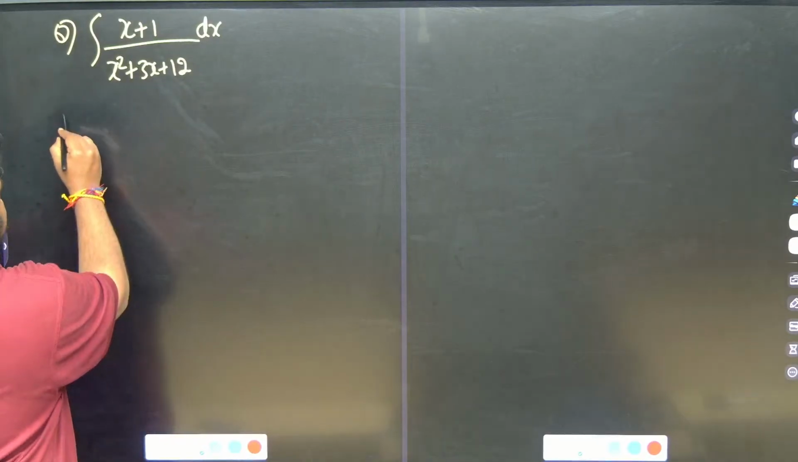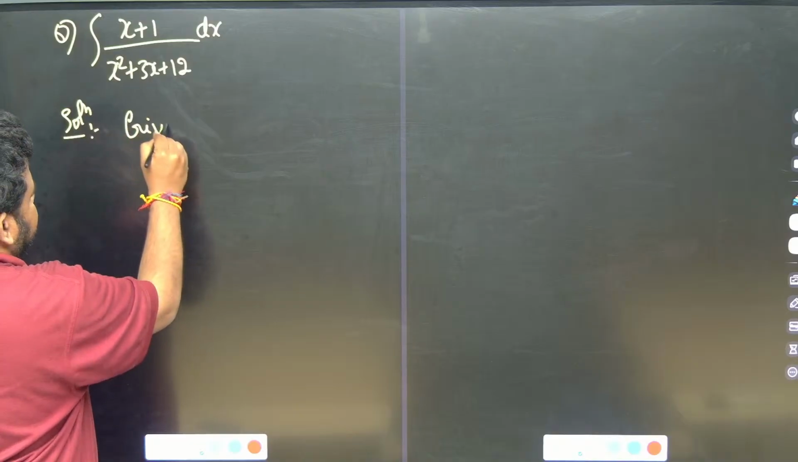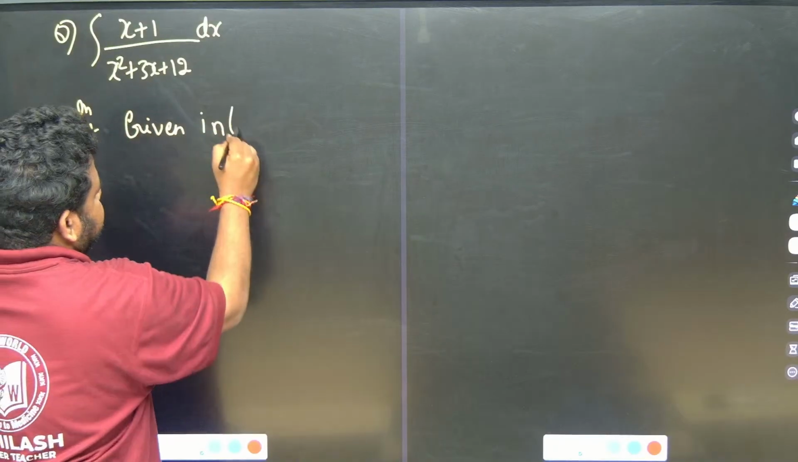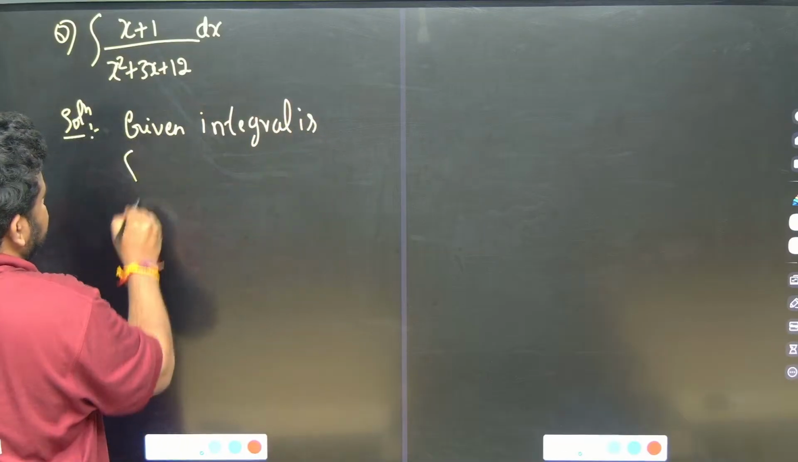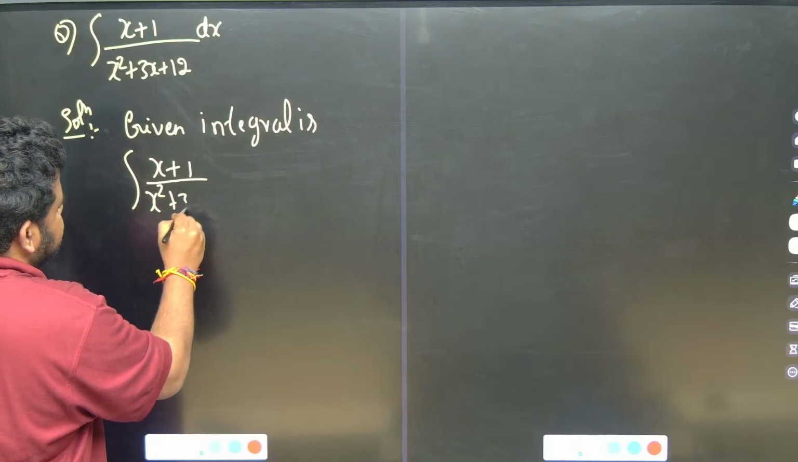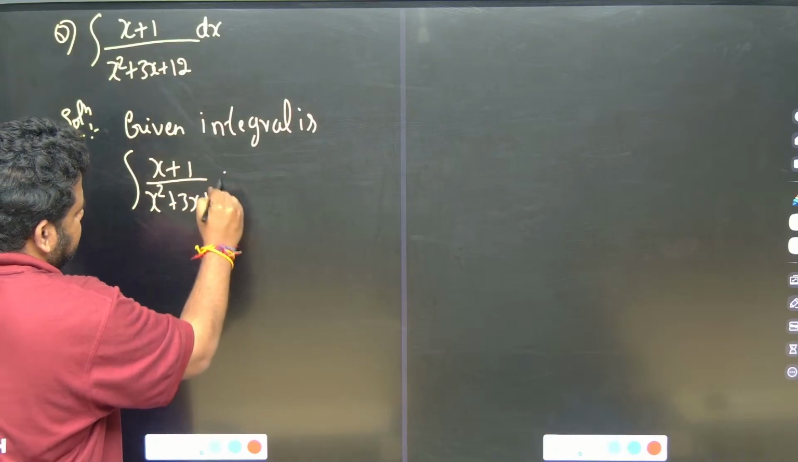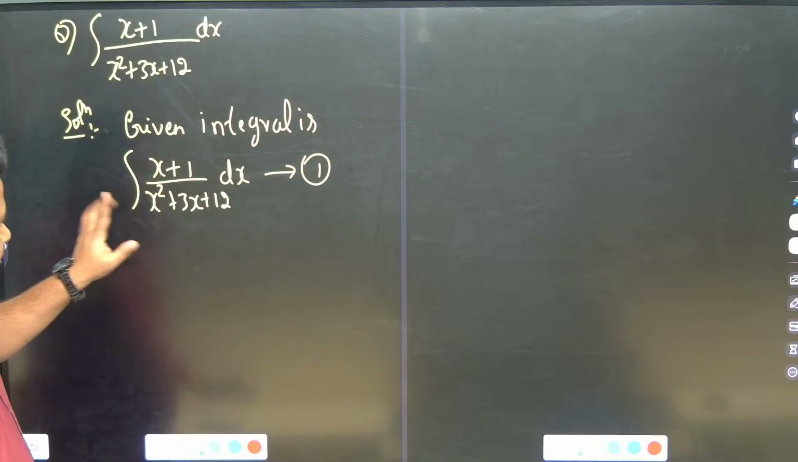Okay, let us solve this. First, what you have to do? You have to write down the given integral. This is a very important step. Each and every step you have to write it. So the given integral is the integral of x plus 1 divided by x square plus 3x plus 12 dx. Write this as equation 1.